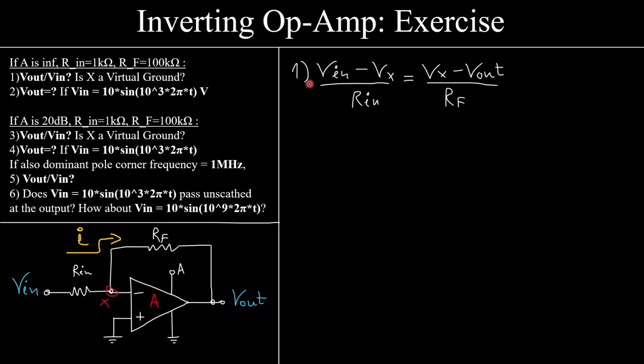Now, this current is the same, right? It flows from here to here and then from here to here. It doesn't flow in the input. So this current is from Ohm's law, V in minus Vx over R in. The current flowing from here is Vx minus V out over Rf. Alright. Now I need to kick out Vx from my equation.